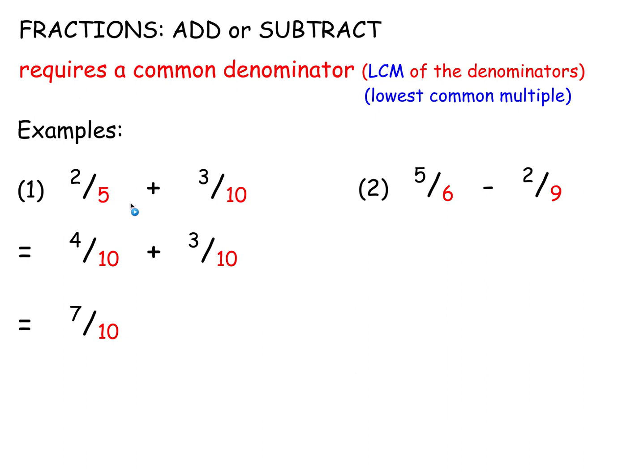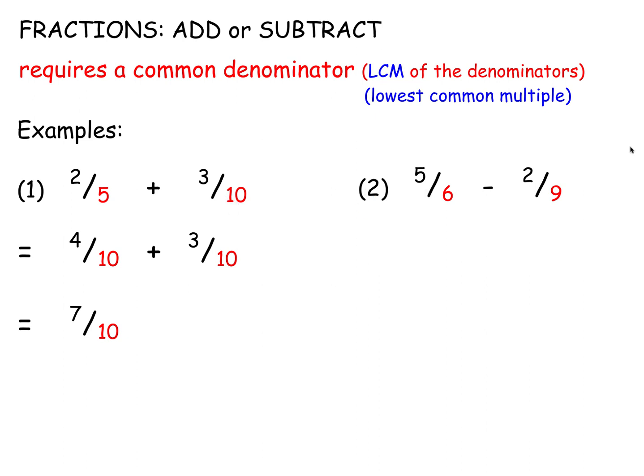So if the bottom number isn't the same, the denominator isn't the same, they're not ready to add. But to make the bottom numbers the same, you've got to produce equivalent fractions. You would look at the biggest number, here 10, and you think of the 10 times table, and the first number in the 10 times table that 5 divides into is 10 itself. So your common denominator is 10.